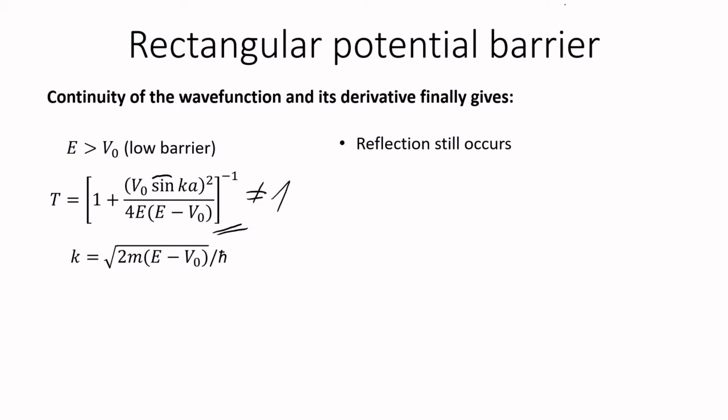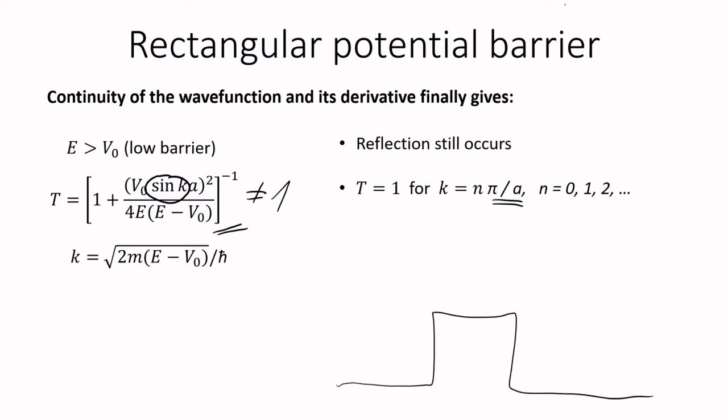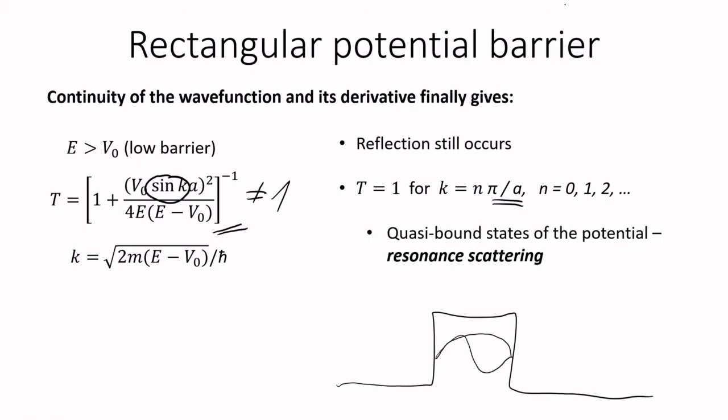T now has this sine term in it, and we observe full transmission whenever this term disappears. Now this happens for some special values of k, which are given by integer multiples of pi over a here. Now these simply correspond to waves that fit exactly into our rectangular potential, like this. Now this is not a coincidence, but an example of resonance scattering, which occurs when the incident wave is too high in energy to be a bound state, but is instead a quasi-bound state of the potential.